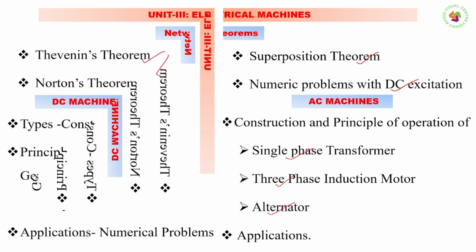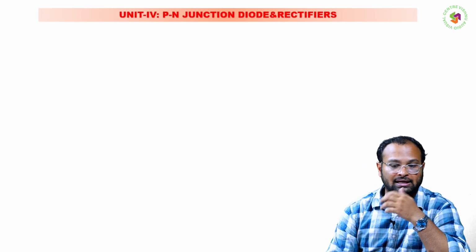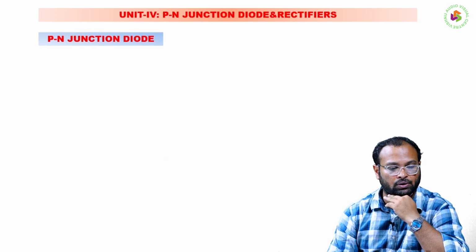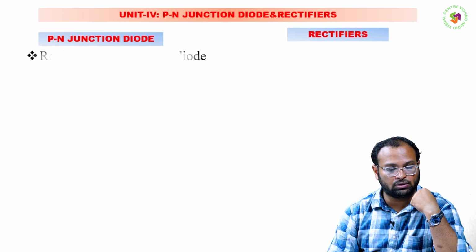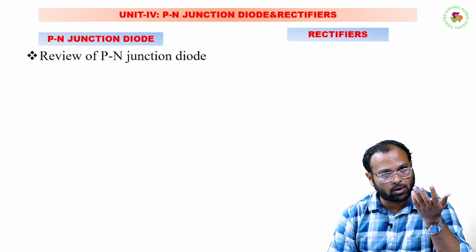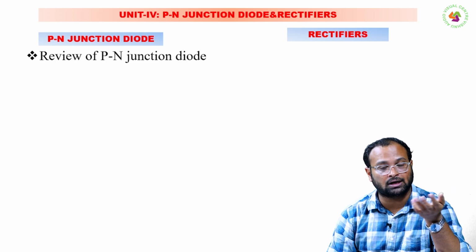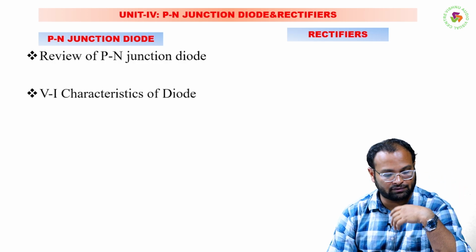And the fourth chapter and fifth chapter, we are going to deal with the electronics topics. The fourth chapter is the PN junction diode and rectifiers. So the basic concepts of the PN junction diode: we'll do a review of the PN junction diode, how it is formed, what is the P type of semiconductor, N type of semiconductor, the basic things, and we'll see the VI characteristics of the diode, how it will act.